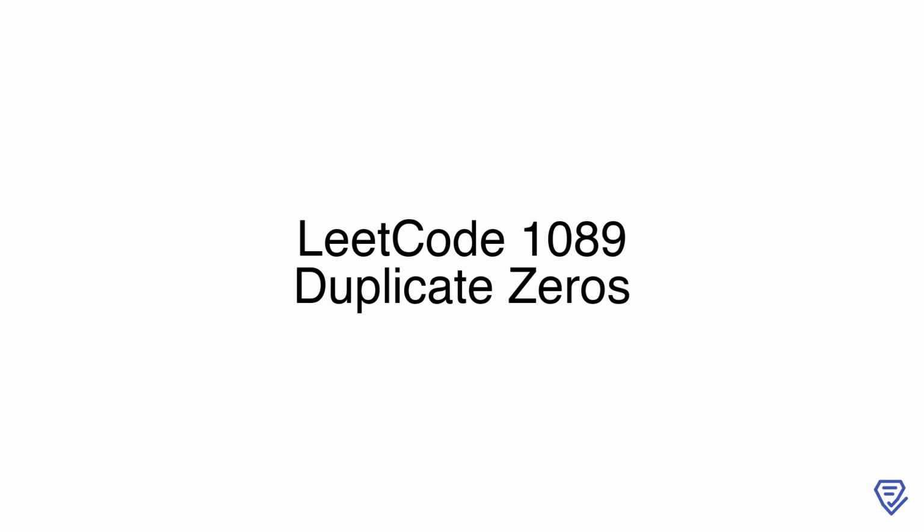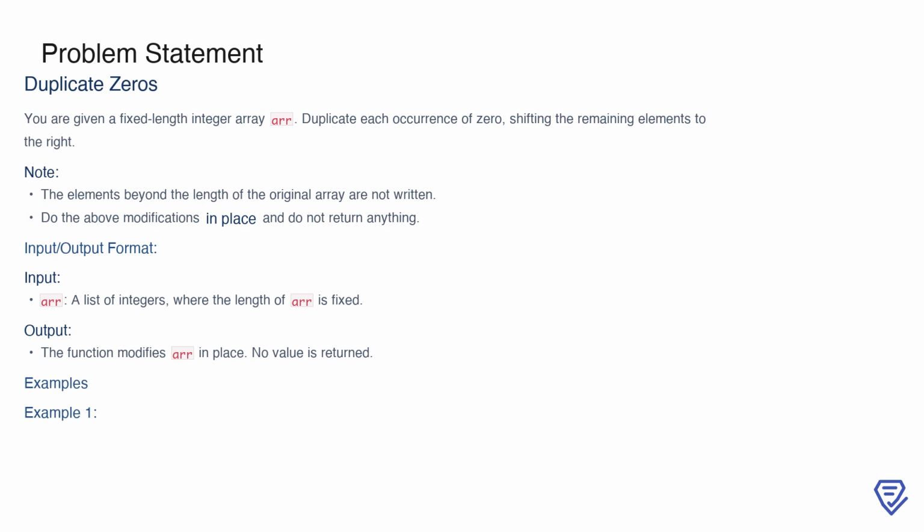Let's get started. This problem is all about handling zeros in a fixed-length integer array. Specifically, whenever we encounter a zero in the array, we need to duplicate it by shifting the subsequent elements to the right. However, there's an important constraint. Since the array has a fixed length, any elements that go beyond the original array length as a result of these shifts are simply ignored.